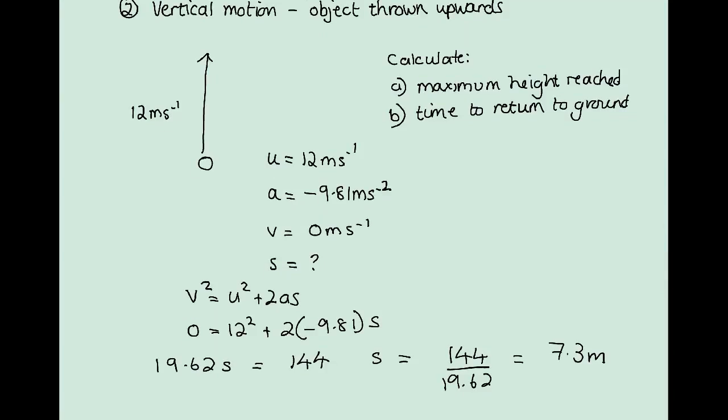The other thing we have to do here is to find the time it takes for the object to come back down to the ground. Now we're going to use some of the same information here. We know that the object is thrown upwards with an initial speed of 12 meters per second, so our initial speed hasn't changed. Our acceleration, we know, is -9.81 with a negative because it's downwards.